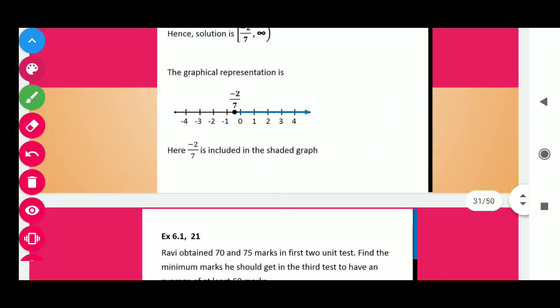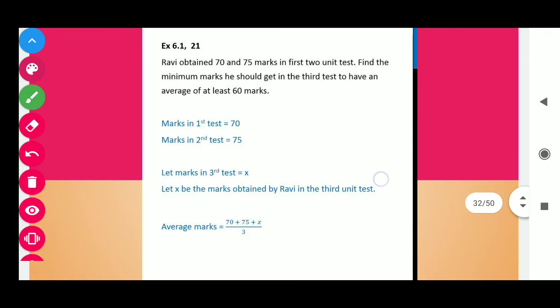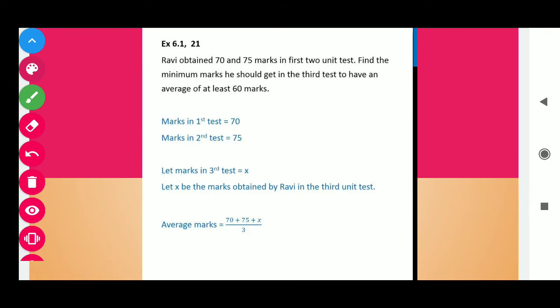So students, here is the next question, question number 21. That is an important question, and now we start the word problems. Here we have the statement: Ravi obtained 70 and 75 marks in the first two unit tests. Find the minimum marks he should get in the third test to have an average of at least 60 marks. Students, this is a very common question.